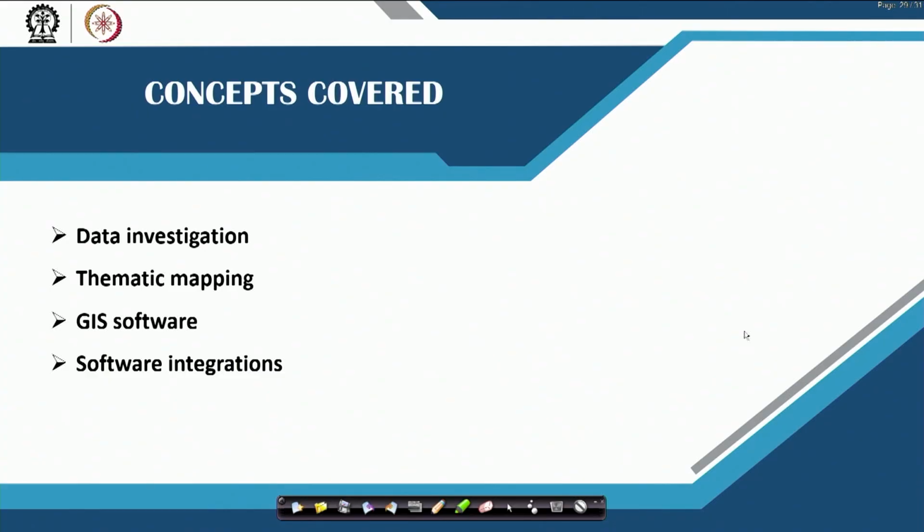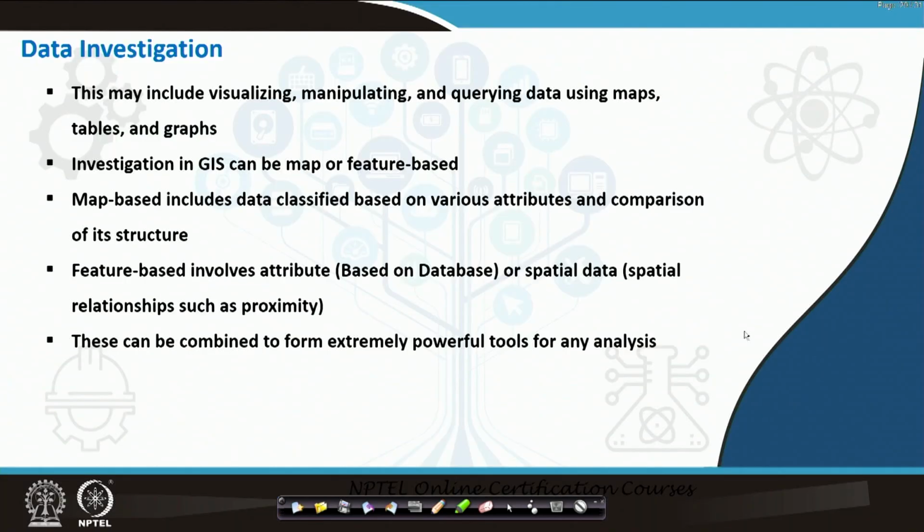We look at what different thematic maps look like. We'll also create thematic maps when we are looking at hands-on practicals. So we look at the software part of it and some integrations that we can do with the software.